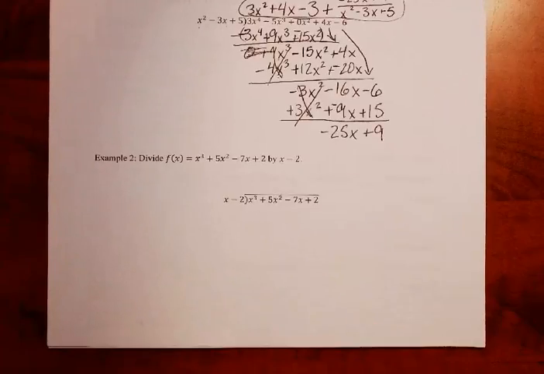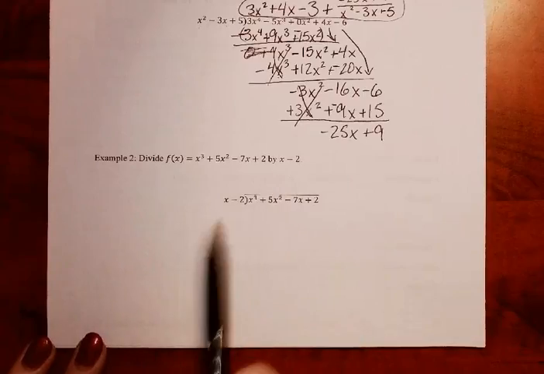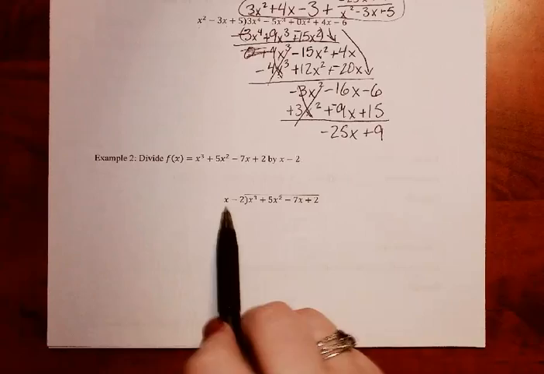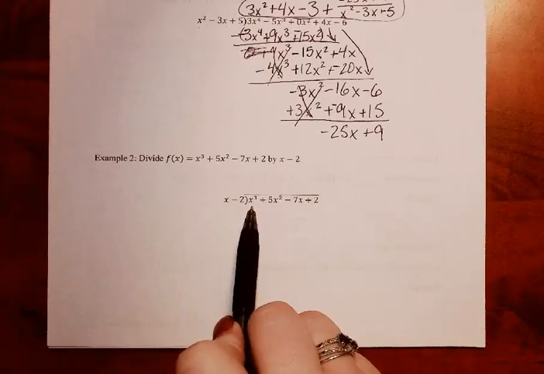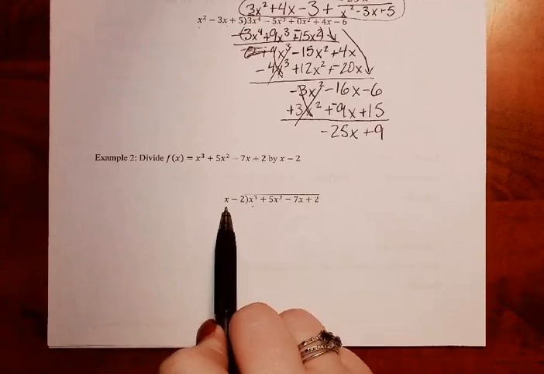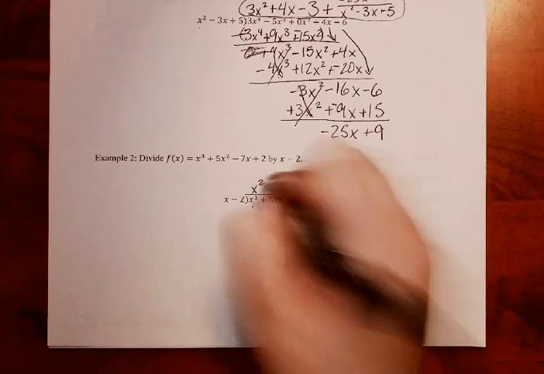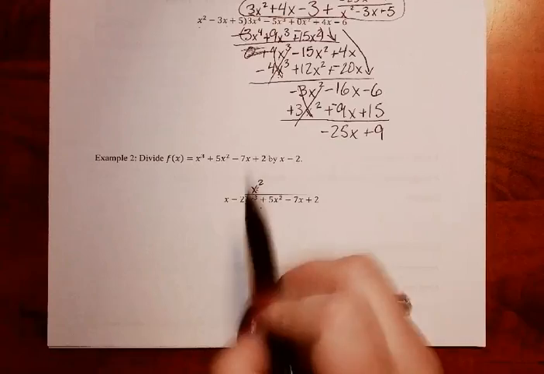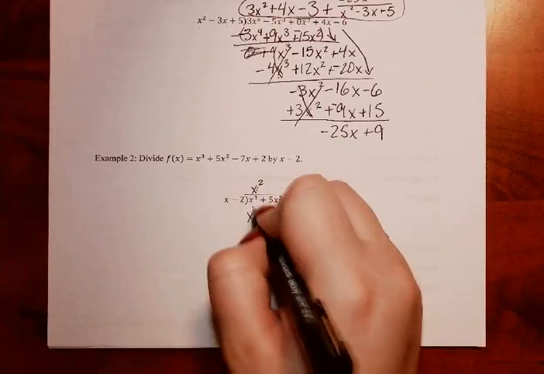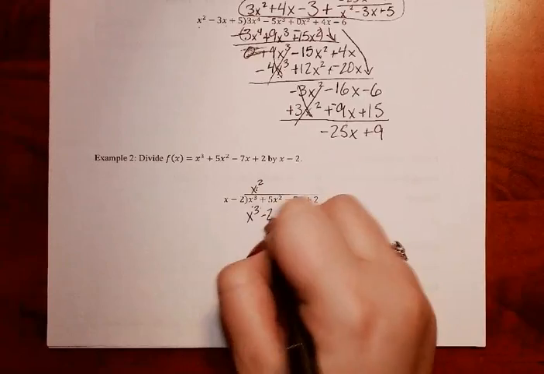So for example 2, we're going to do the same thing, but now we have a smaller divisor. So we just have x minus 2. So I'm going to look at the first thing here, which is x, and the first thing here, which is x to the third. So what do I need to multiply x by to get x to the third? The answer is x squared. So then I multiply x squared times everything over here. So x squared times x is x to the third. X squared times negative 2 is negative 2x squared.